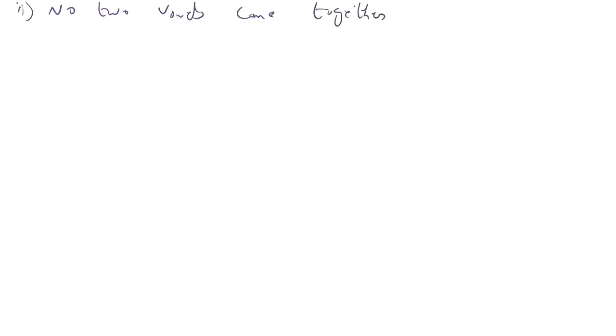No two vowels come together means, so in the previous problem we have done similar kind of thing. No two girls come together. No two girls come together means what we have done, we have first arranged the boys. So here no two vowels should come together. So what we have to do, we have to first arrange the consonants. So how many consonants we have? 4 consonants. 1, 2, 3, 4. So after filling the 4 consonants, we will be left with 1, 2, 3, 4, 5 places.